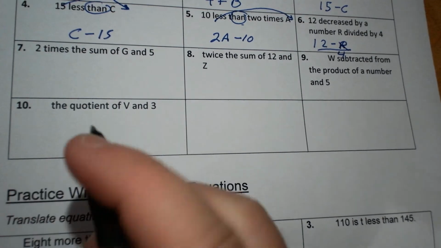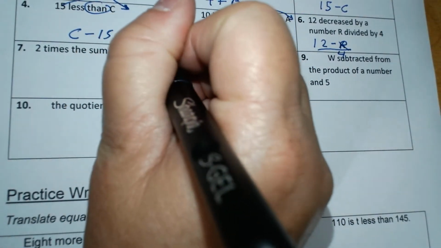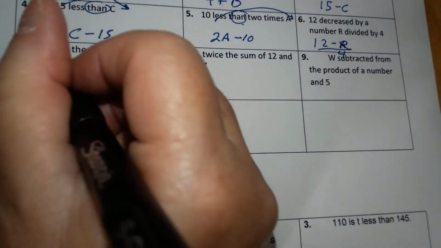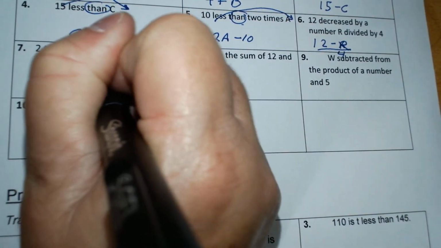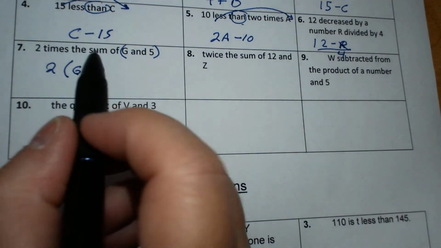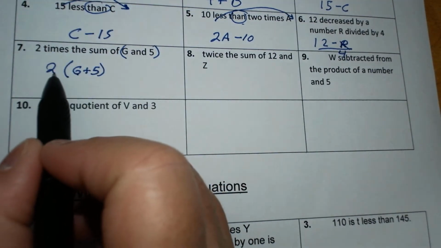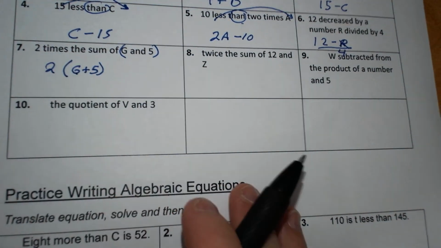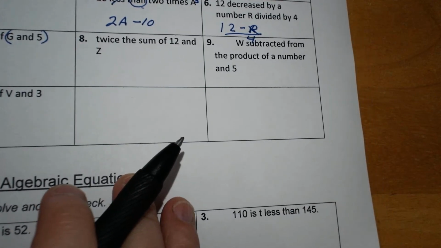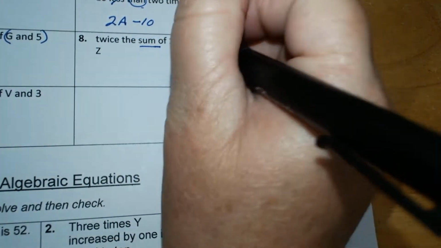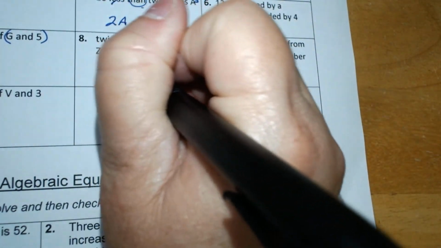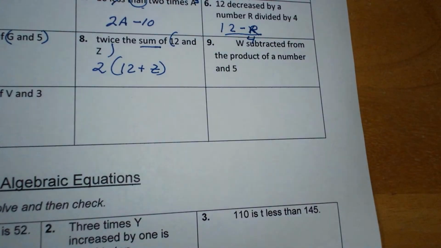2 times the sum of G and 5. Sum of, you need to put that in parentheses. So it's 2 times the sum of G and 5. When you have the word sum of, it's going to show you that it might be the distributive property. Twice the sum of, here's the sum of 12 and Z, and twice is that.